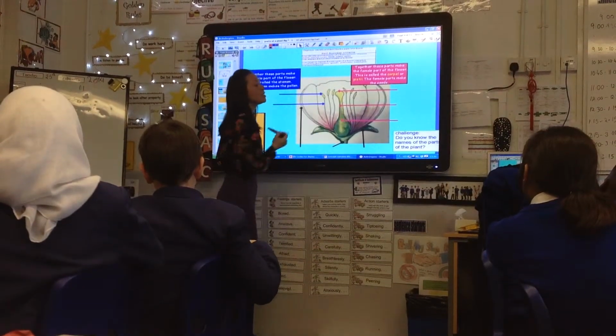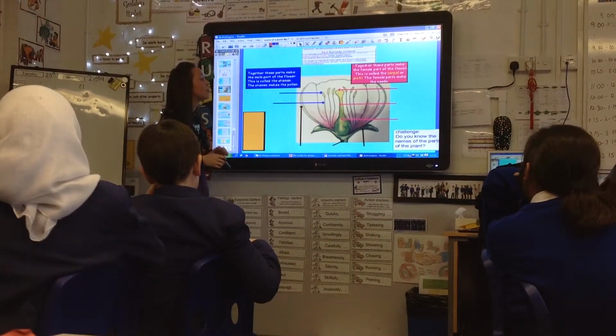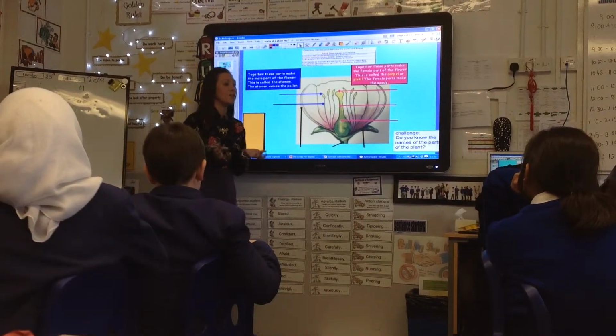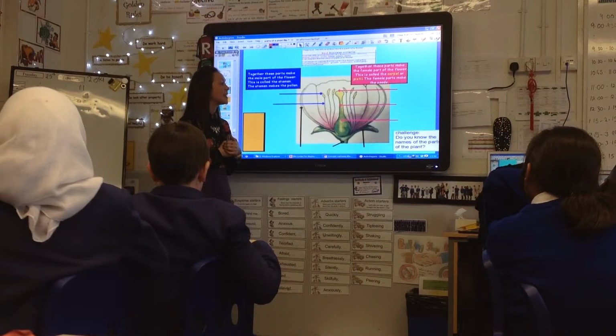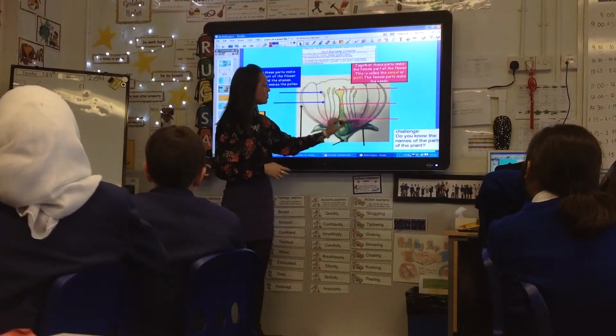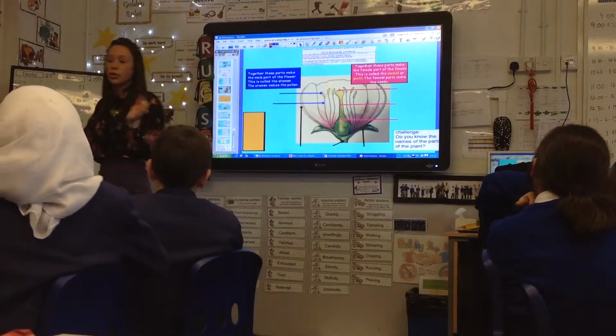This part is pink because it is the female part. Well done, Aya. Together these parts make the female part of the flower, and it's called the carpel or the pistil. So it just has two names, alright? So the female part makes the seeds. Okay? Does anyone know what maybe these parts of the flower might be? See if on your table you can come up with any ideas. What could it be? What do you think?